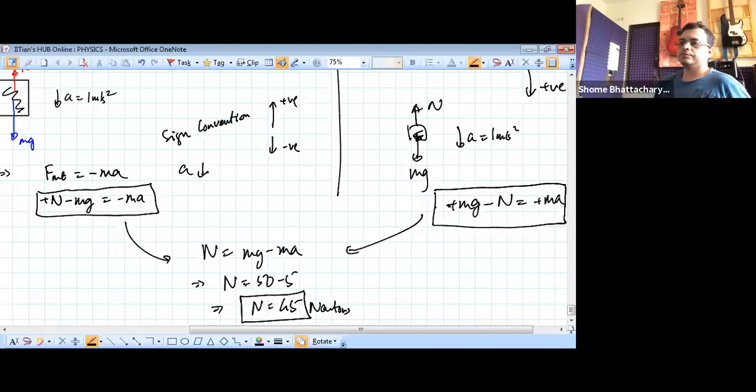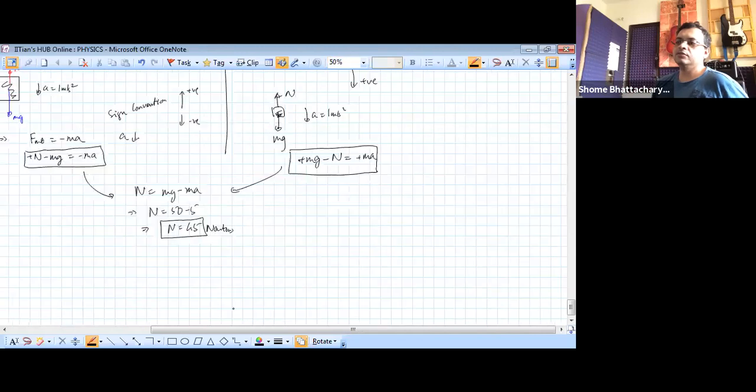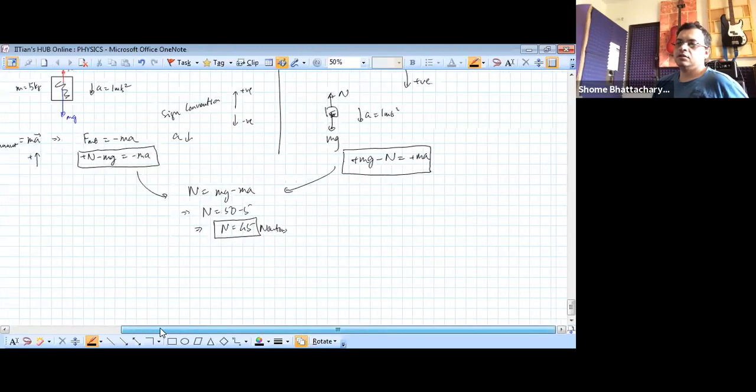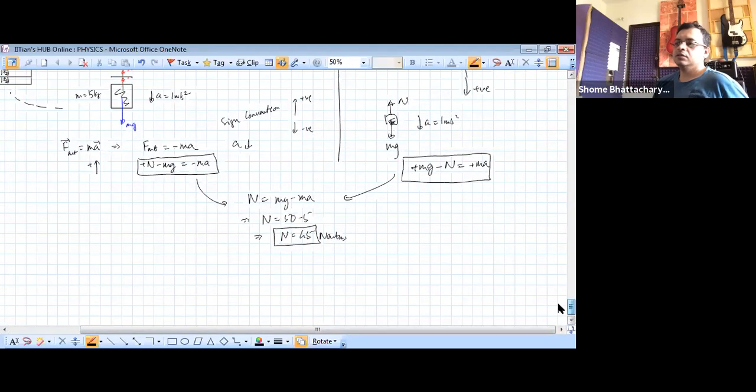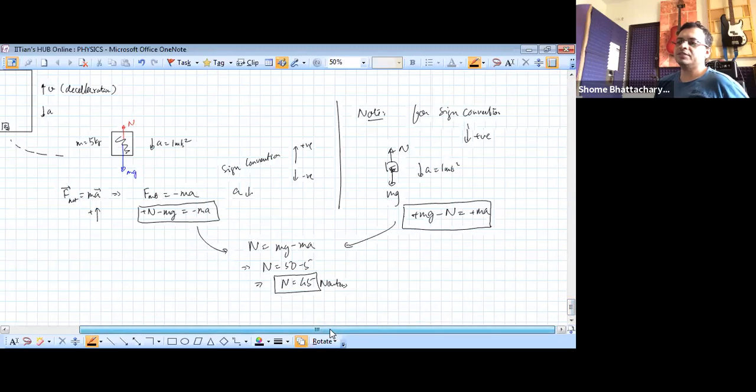Okay, people. So it's very important that you are able to implement Newton's second law correctly with the sign convention. Whether you use the sign convention where upward is positive or downward is positive, it doesn't really matter. It's one and the same thing. It's just two ways of expressing the same thing.